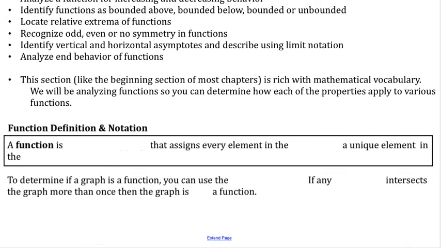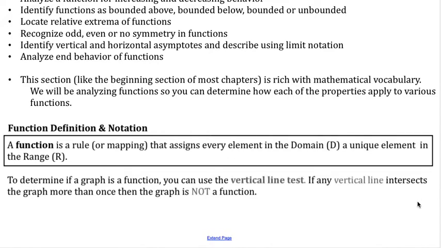So first off, let's review what we should already know about function notation and what a function is. A function is basically a mapping or a rule that assigns every element in the domain a unique element in the range. To determine if a graph is a function or not, we use what's called a vertical line test. If we're examining a function or a relation graphically and the graph crosses that line twice or more at any point, it's not a function. And if it only crosses once, then it is a function.